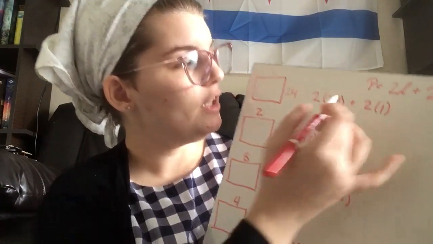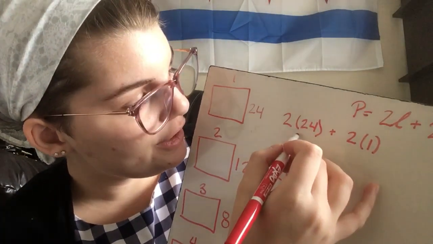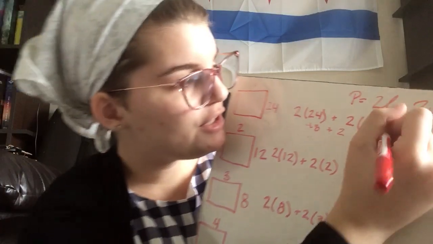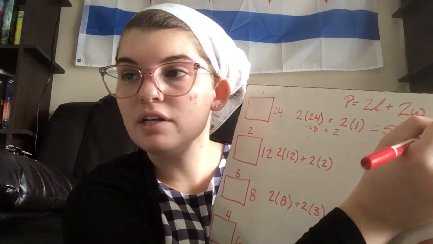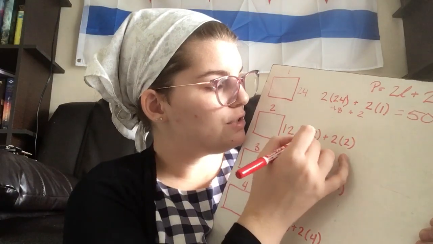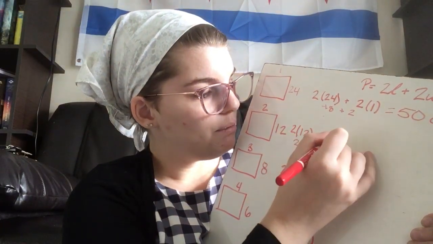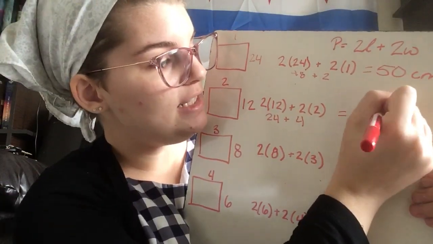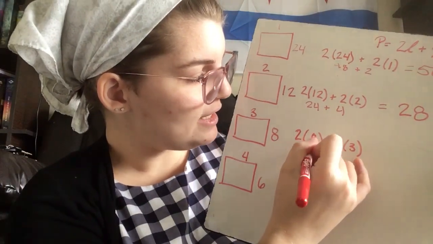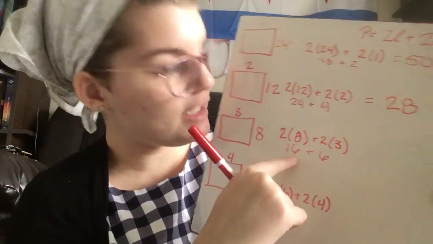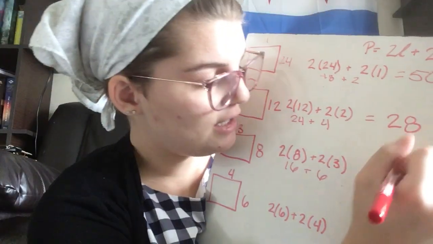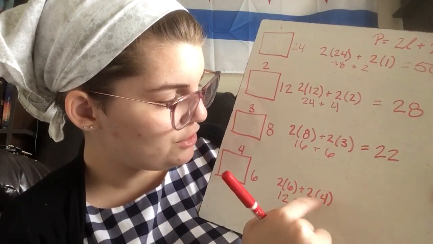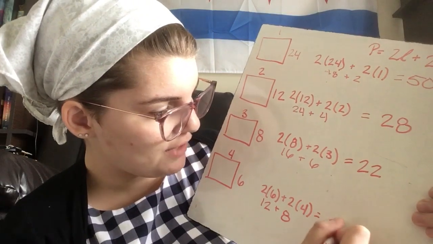All right, so 2 times 24 is 48 plus 2, we're at 50 centimeters. 2 times 12 is going to be 24 plus 2 times 2, which is 4. So 24 plus 4 is 28. 2 times 8 is 16. 2 times 3 is 6, so 16 plus our 6 is going to be 22. 2 times 6 is 12, and 2 times 4 is 8, which gives us 20.